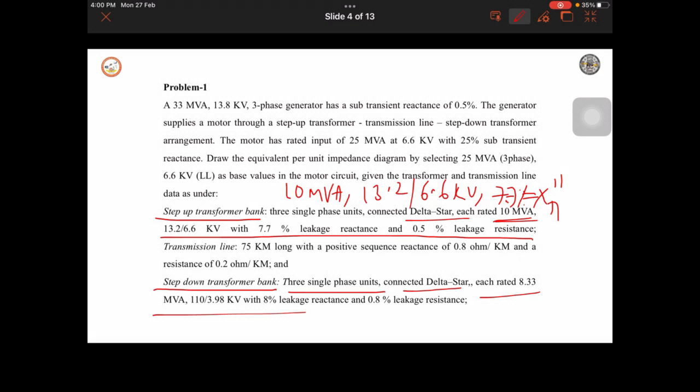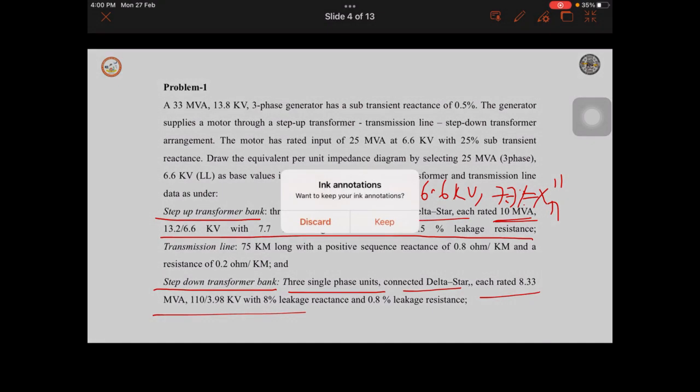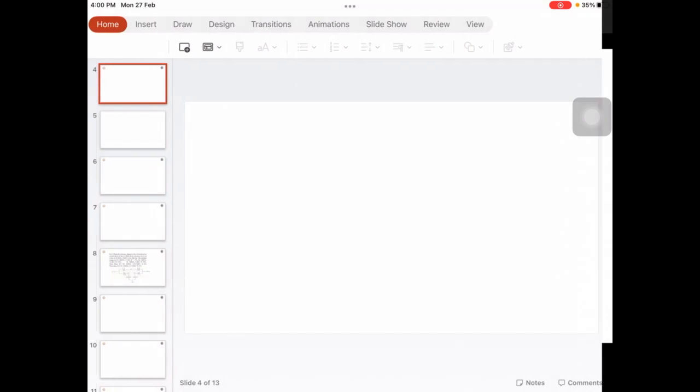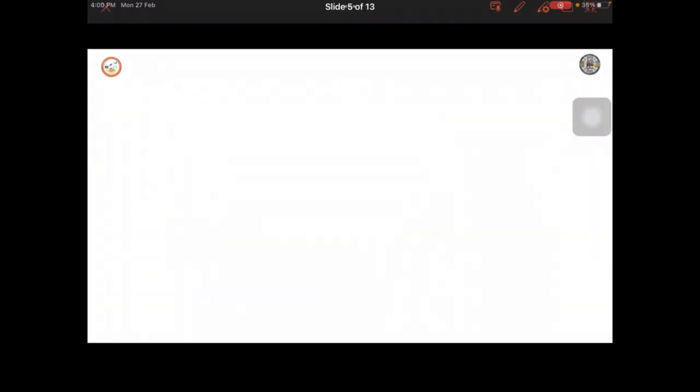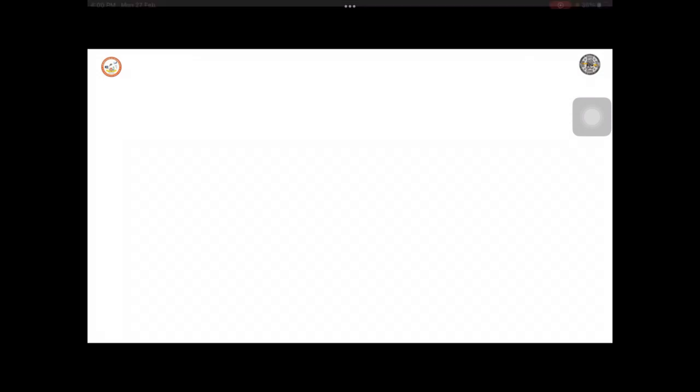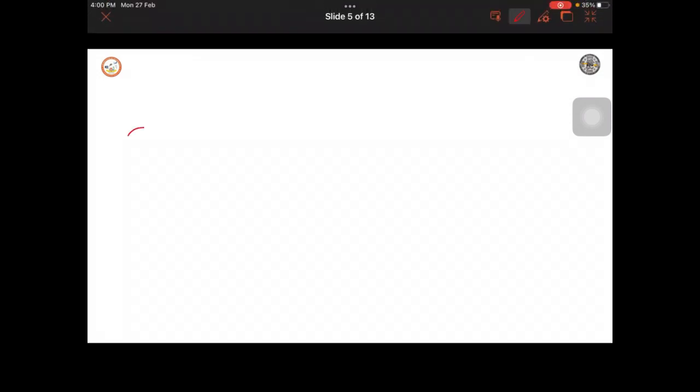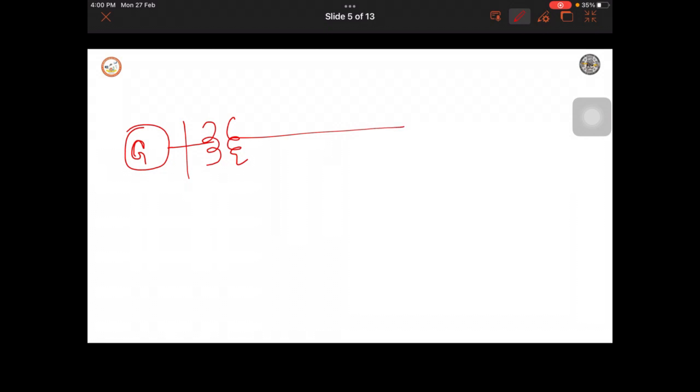So first we have to write the one line diagram. Thereafter you can write the ratings. I'll write the one line diagram here. So we have a generator. It is supplying through two transformers with the transmission line to the motor.